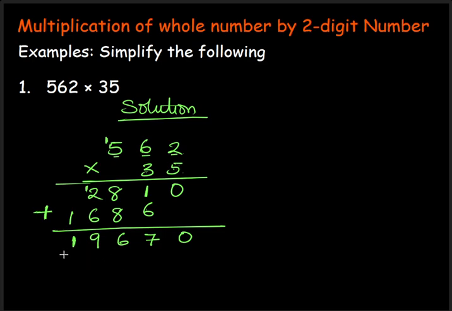So when you are multiplying by 2 digits or 3 digits or anything bigger than 1 digit, you will end up bringing in addition into the operation. So our answer here will be 19670.